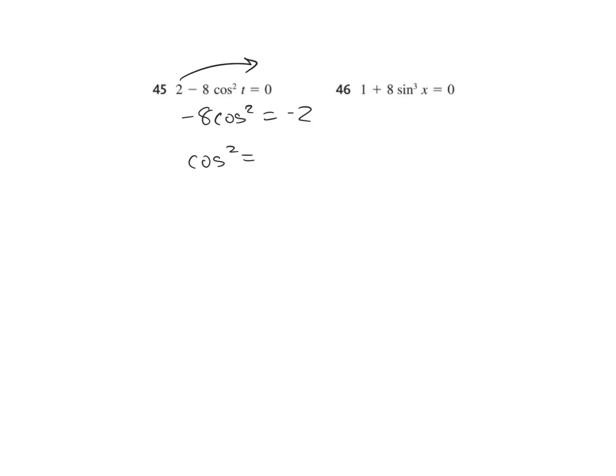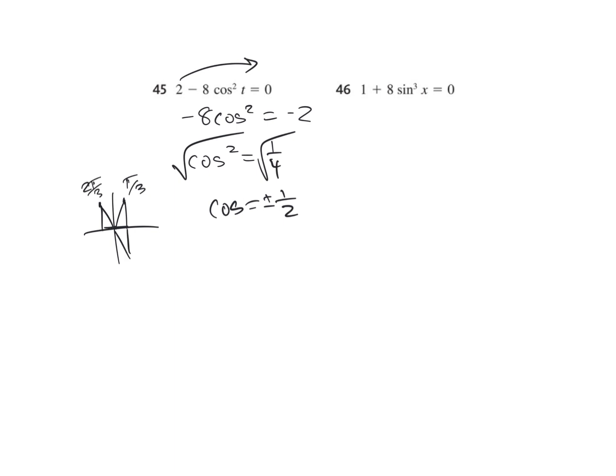Okay, so now we're going to subtract 2, but that's still a negative 8. Divide off the negative 8. You get 2 over 8, positive 2 over positive 8 is 1/4, you take the square root. And the cosine is equal to plus or minus 1/2. So 1/2 for x puts you at pi over 3, and negative 1/2 puts you also right here at 2 pi over 3.